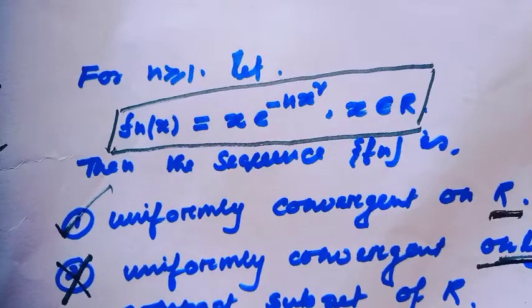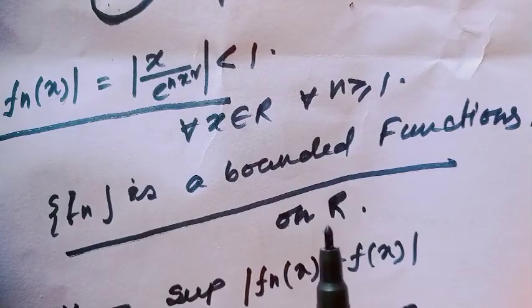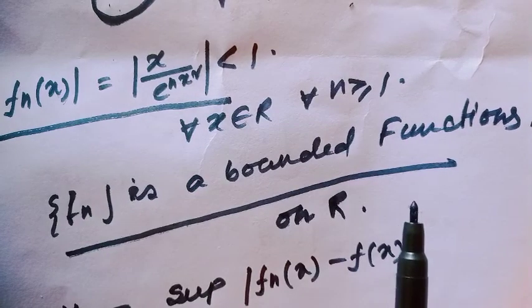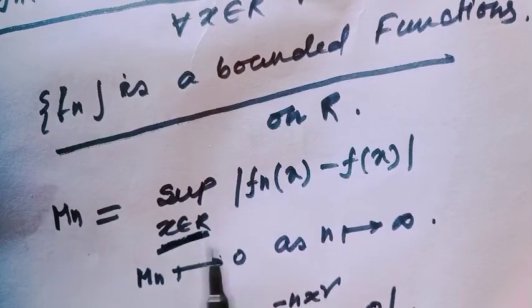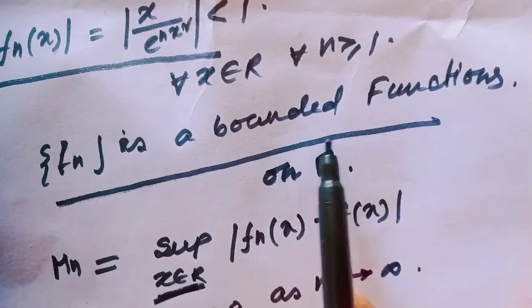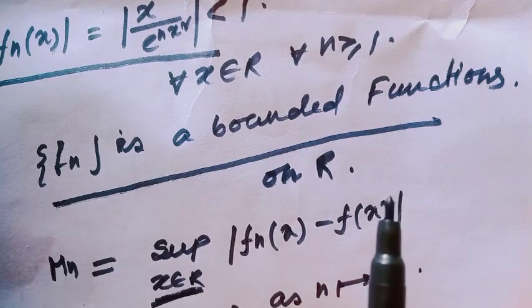Are you getting? Well, one thing is noticeable here: I have applied the Mn test on the whole real line because the sequence of functions is bounded on the whole real line. Okay? Well.